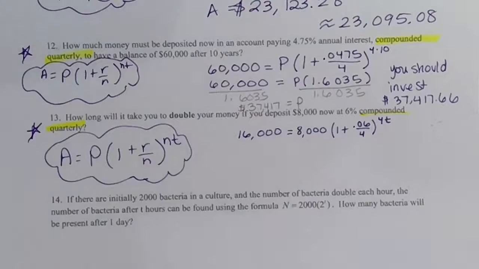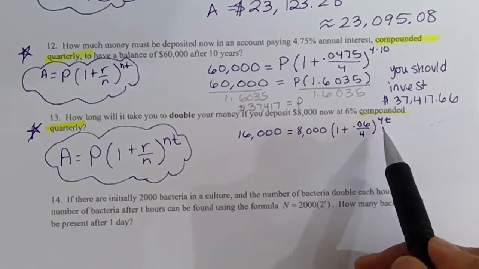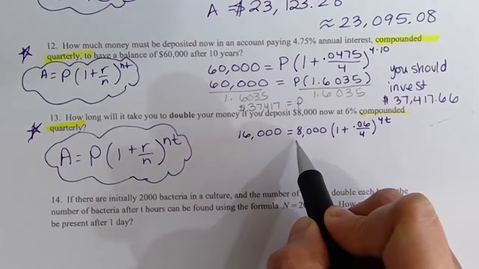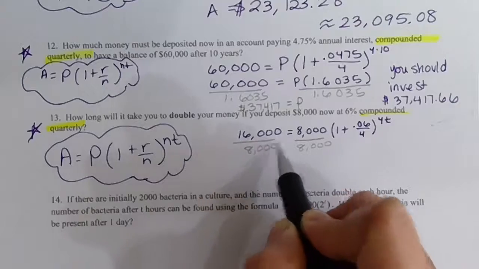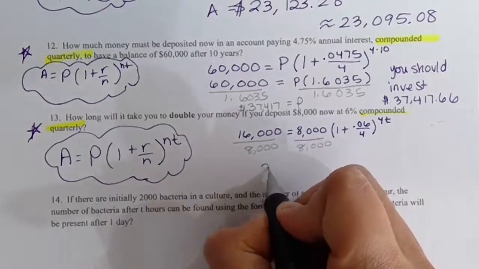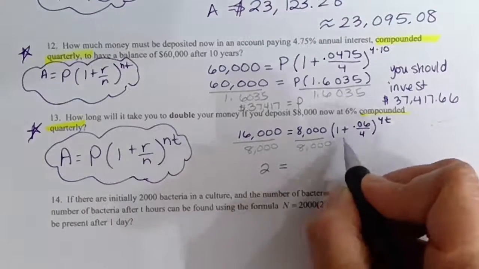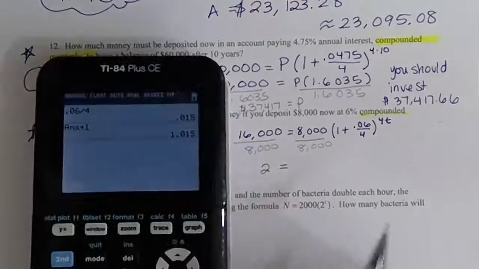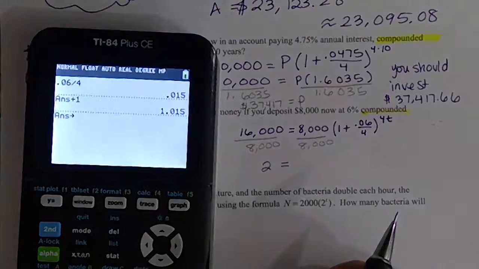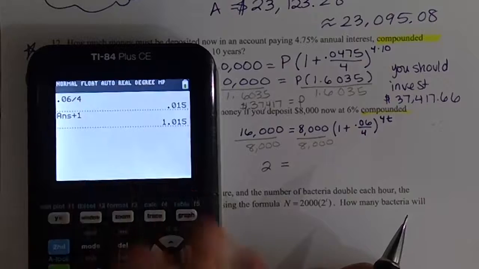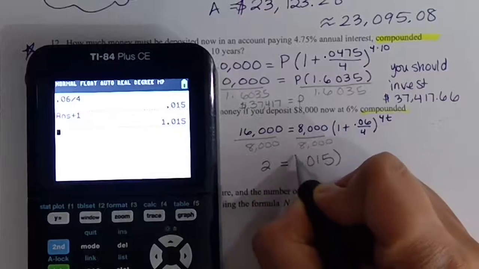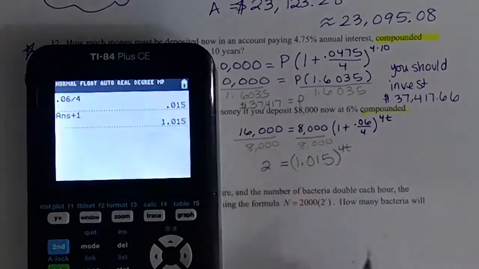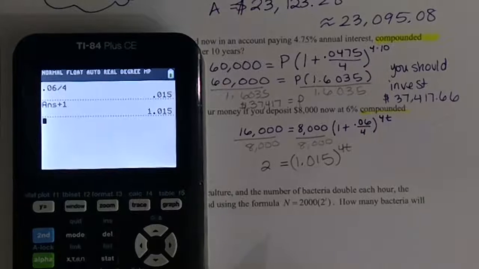How do you solve it? Well, the first thing you're going to do is isolate your variable. So you want to get rid of what? Clean this up and you want to get rid of this 8,000. So divide by 8,000 on both sides. So 2 is equal to whatever that is. Use my calculator, 0.06 divided by 4, added 1, and I get 1.015. Okay, so now what?